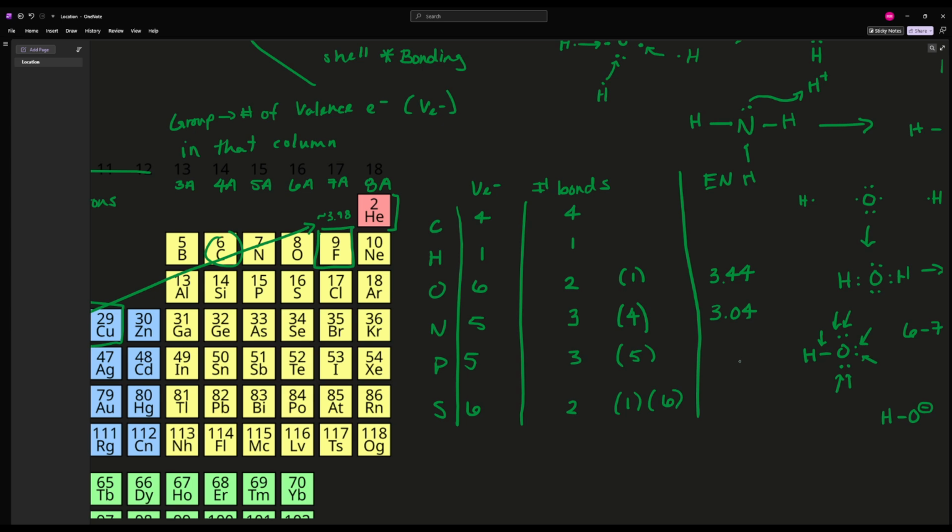Okay. On the other hand, hydrogen and carbon are not that electronegative. Carbon is about 2.5, and hydrogen somewhere around 2.2. Phosphorus also around 2.2 with hydrogen, and sulfur is somewhere around 2.5 with carbon. Somewhere around there.